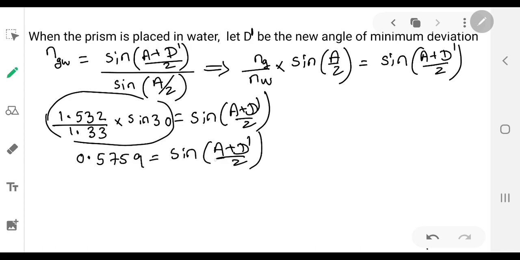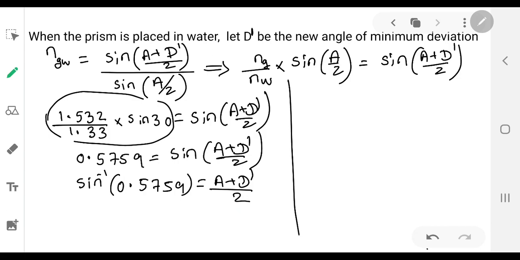So we want D dash, so sine has to be removed. How to remove? By erasing it? No, we have to take it to the other side. So sine becomes sine inverse. So sine inverse of 0.5759 is equal to (A plus D dash) by 2. Sine inverse of 0.5759 is 35 degree 10 minutes. 35 degree 10 minutes is equal to (A plus D dash) by 2.